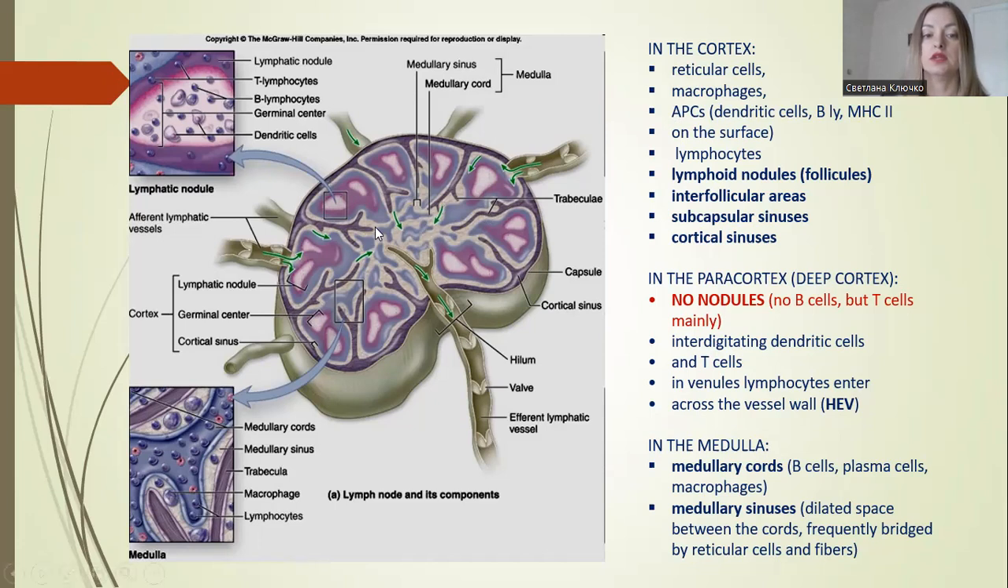And medulla, centrally located, light medulla. In the medulla, medullary cords and medullary sinuses are located. Medullary cords consist of B cells, plasma cells, macrophages. Medullary sinuses are located between medullary cords. So, cortex and medulla are B-dependent zones. Paracortex is T-dependent zone in lymph node.